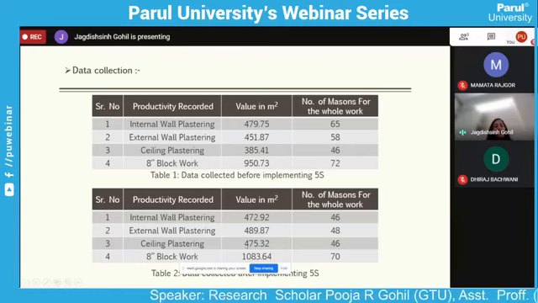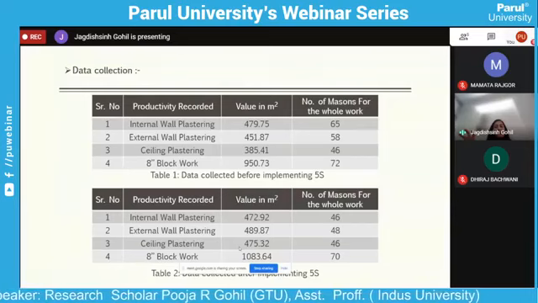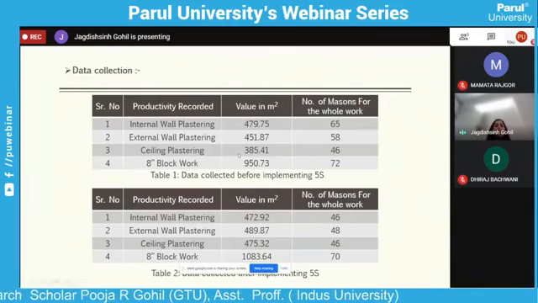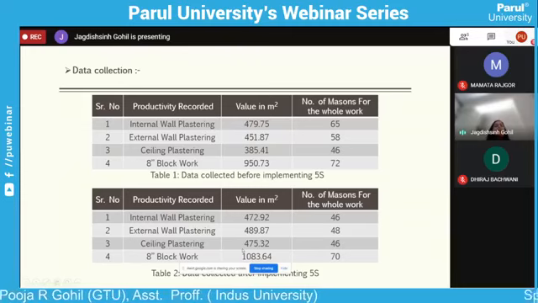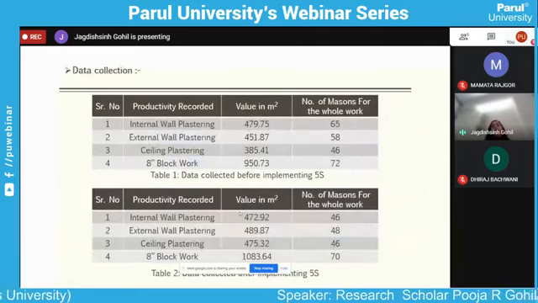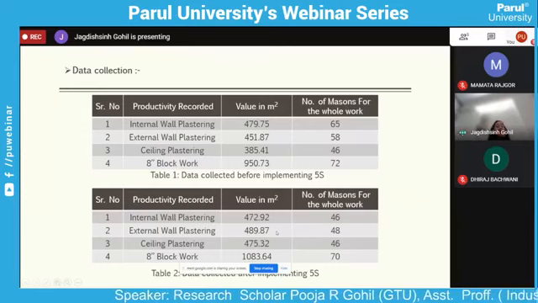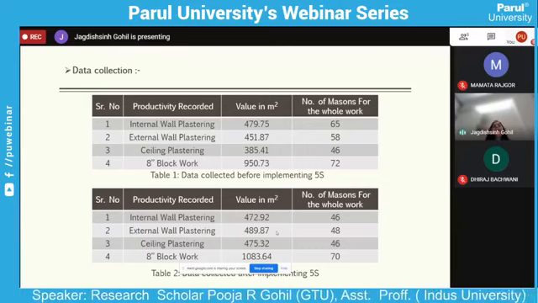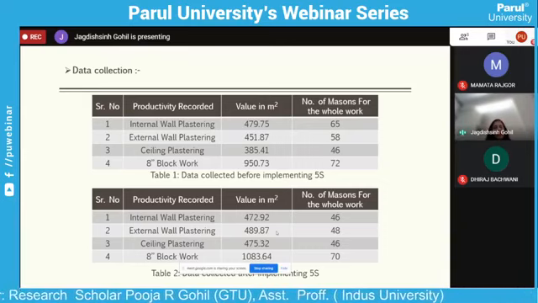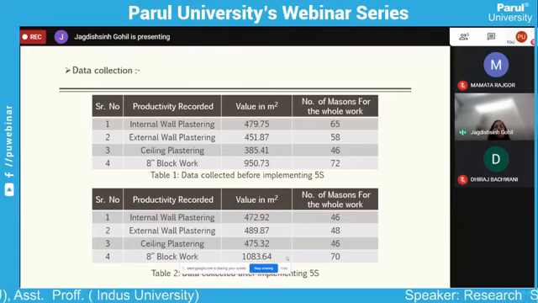Fine. Simple example, if we talk about ceiling plastering, keeping one parameter constant, which is the number of masons, we can see the difference in productivity. We have improved productivity to roughly 90 square meters. Even in the others, in internal wall plastering, we haven't improved productivity, but we have reduced the number of masons. In external wall plastering, we have reduced the number of masons, and at the same time improved productivity to some extent. And in the last activity, which is the major one, we have reduced the number of masons and still increased the productivity value in square meters.